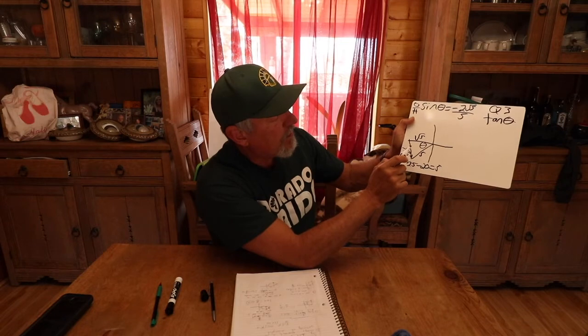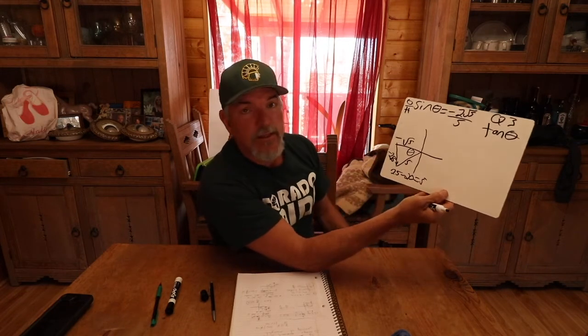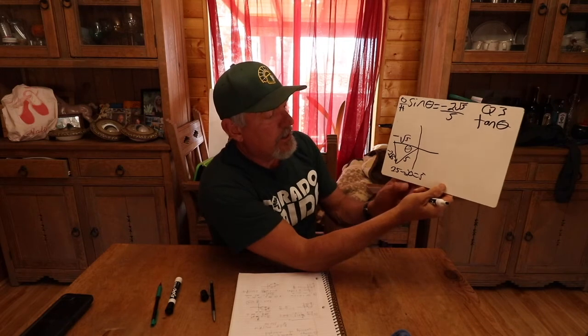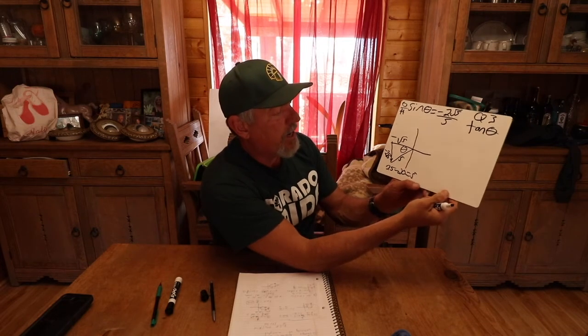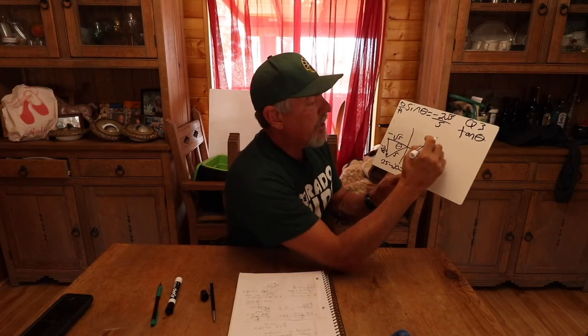Now be careful though, because we're in quadrant 3, x and y are both negative. So yes, the y was -2 radical 5, but so is that. That is a place that you can get tripped up on. So now I have all my sides correctly labeled. So I'm going to write the tangent of theta, which is what they asked for.